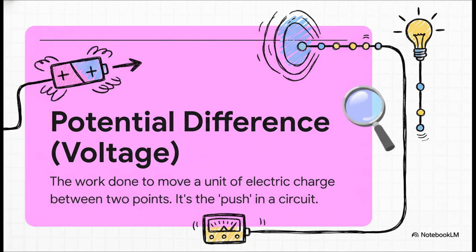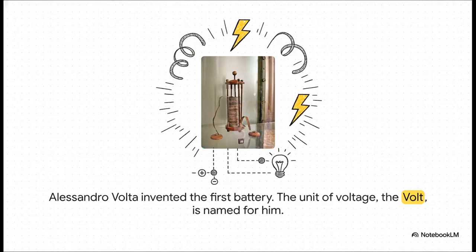We measure this electrical push in units called volts. And we get that name from this guy, Alessandro Volta. He was the one who invented the very first electric battery, which was a huge deal because it was the first time anyone could create a steady, continuous electrical push. So it only makes sense that we name the unit of that push, the volt, in his honor.